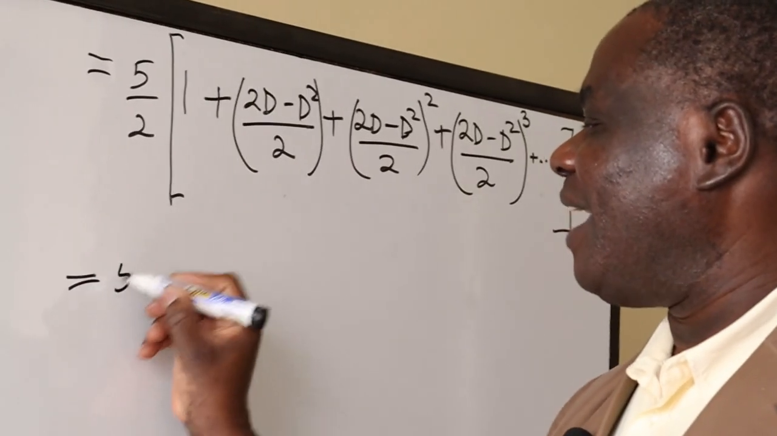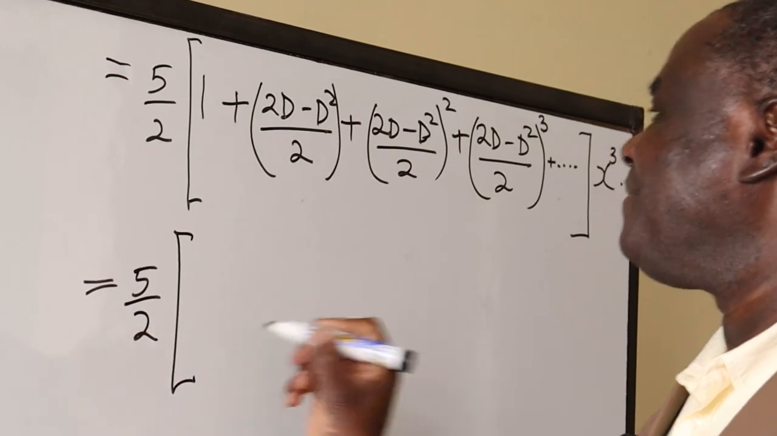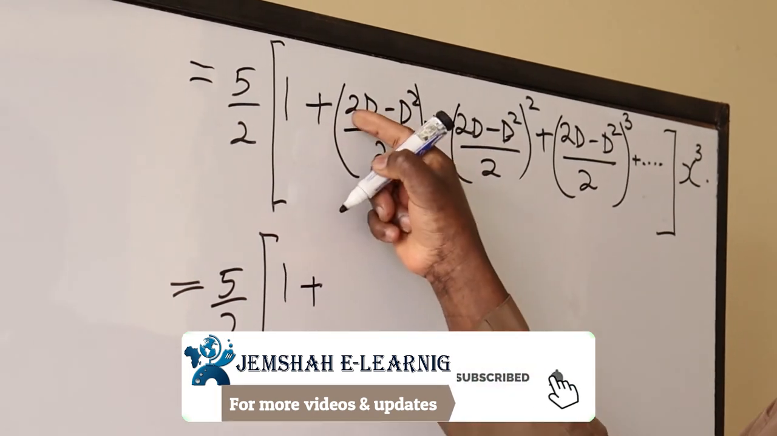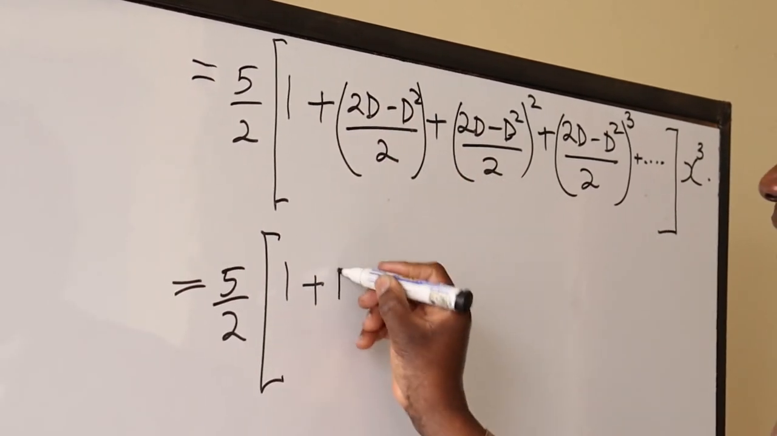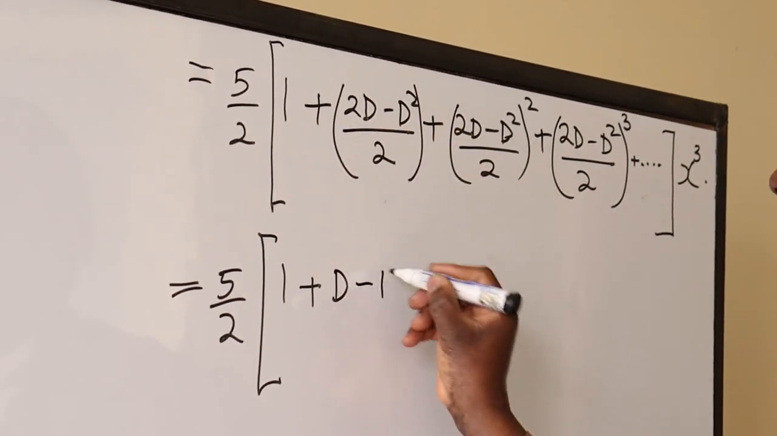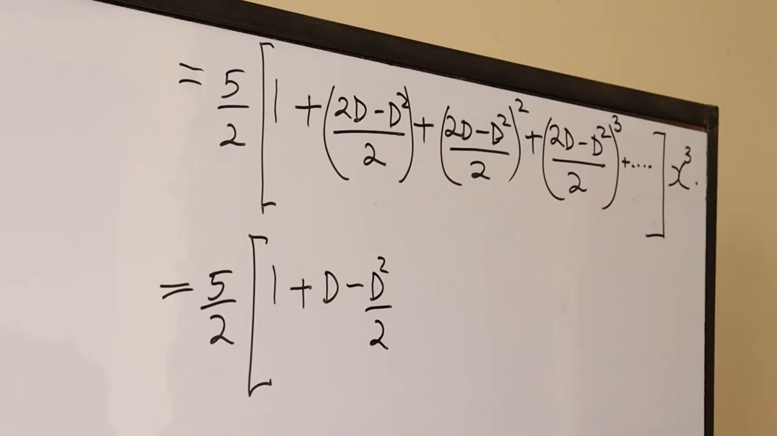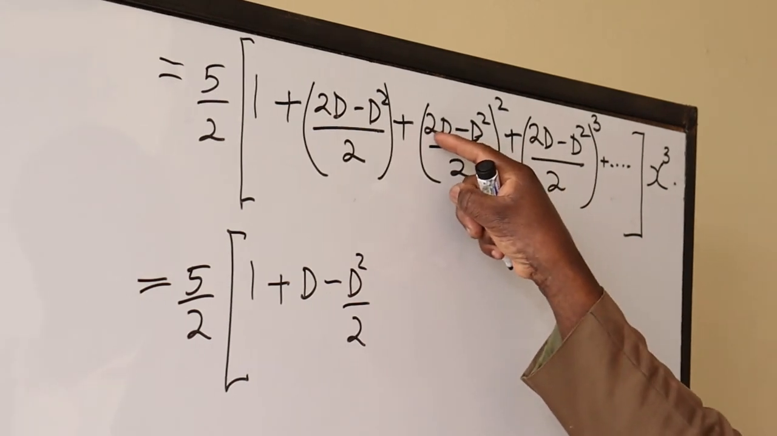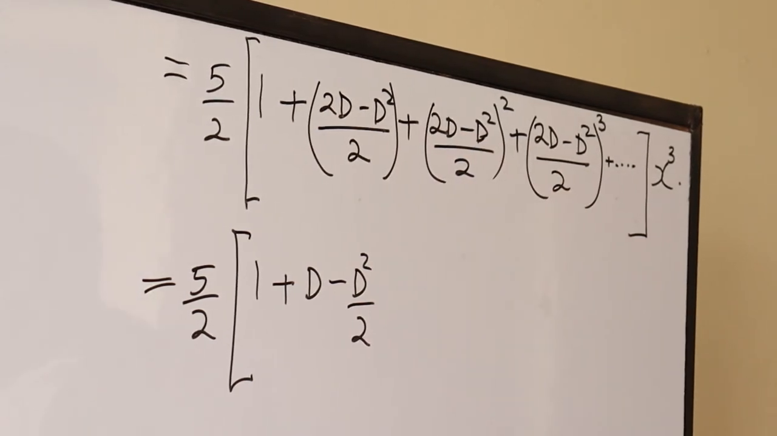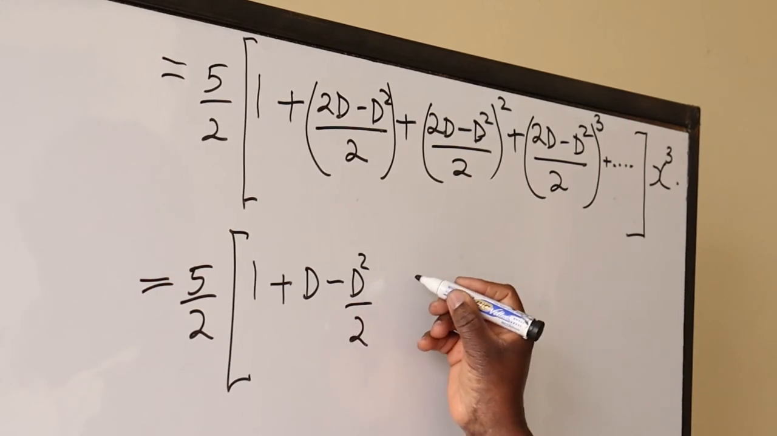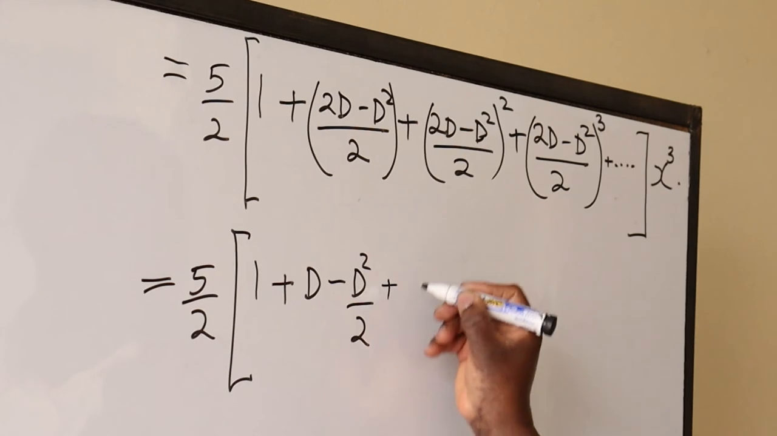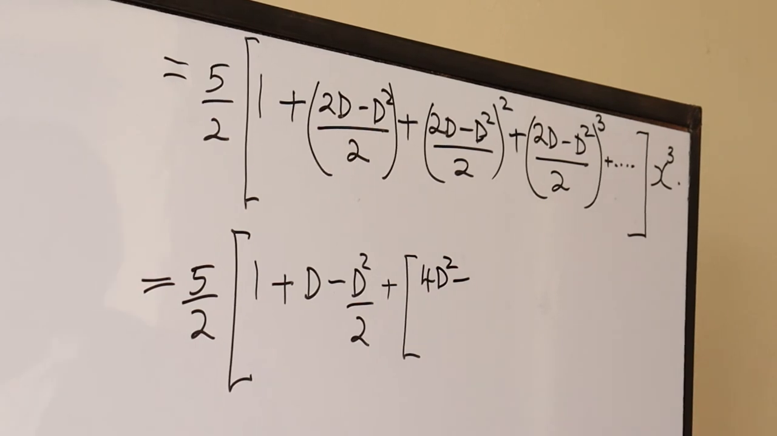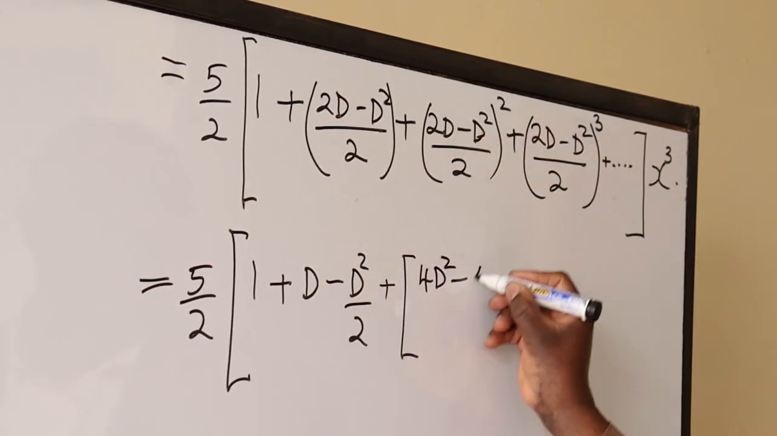So this will be equal to 5 all over 2 into, let's expand whatever is here. This is 1 plus now 2d divided by 2 is d, minus d squared divided by 2. When we square this, we'll be having 4d squared, 4d squared divided by 2. So we can just expand: 4d squared, minus 4d cubed.